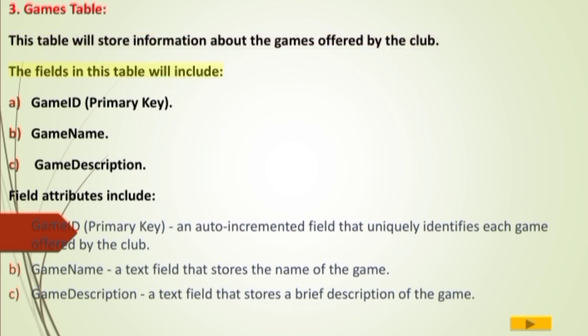The fields in this table will include A. Game ID primary key. B. Game name. C. Game description. Field attributes include A. Game ID primary key, an auto-incremented field that uniquely identifies each game offered by the club. B. Game name, a text field that stores the name of the game. C. Game description, a text field that stores a brief description of the game.